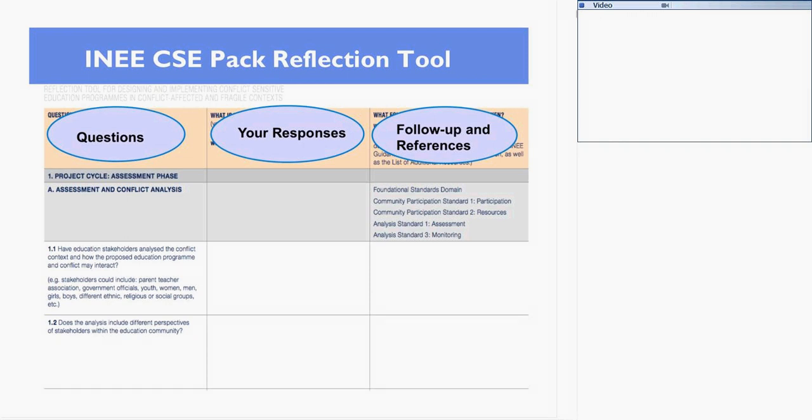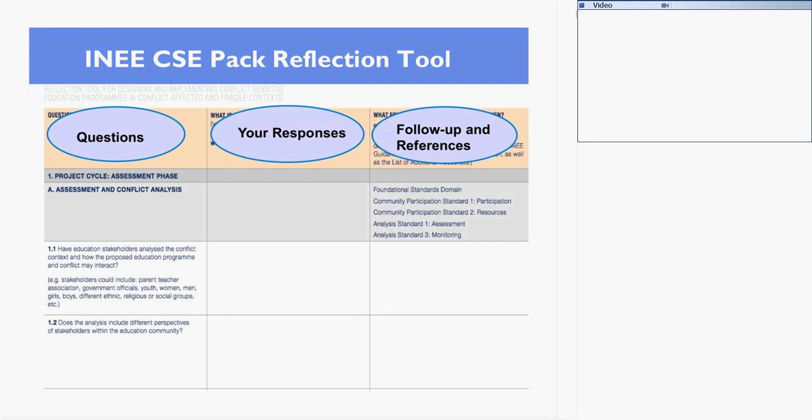A list of questions. To help us move through this reflection process, the INEE Education Pack includes the reflection tool. The reflection tool is a tool like you see on the slide here, and the first column is a list of reflection questions. As you can see, the first one asks, have education stakeholders analyzed the conflict context and how proposed education programs may interact with that context? The second column is where you would write your response at the time that you're doing the assessment.